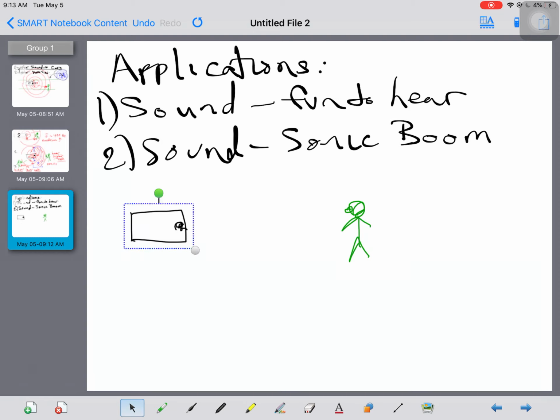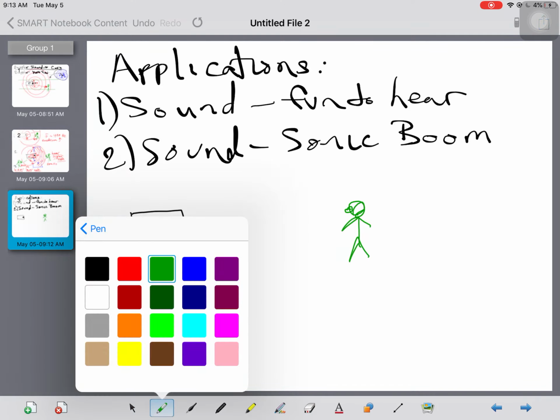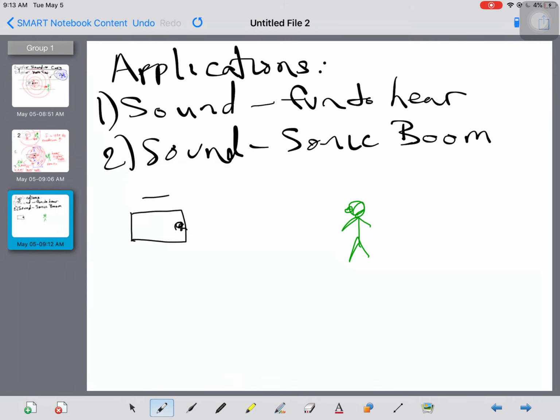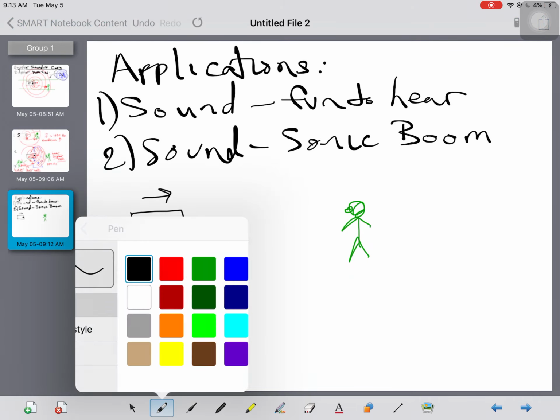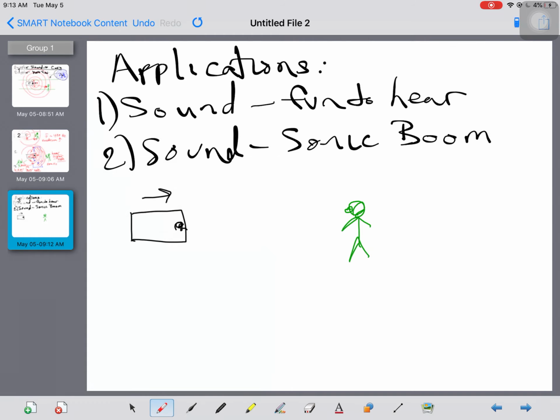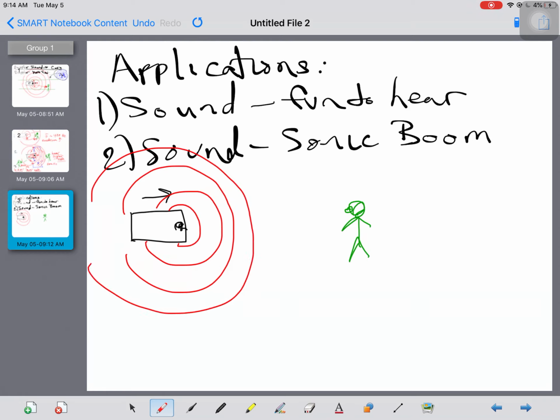And we're going to see if we can duplicate this thing. Maybe not. Okay, if he's driving slowly toward Mr. B, what you'll actually notice is the waves will be a little more crunched on the front side than they are on the back side. See if I can move Mr. B closer. There we go. So he's going to hear a higher note.